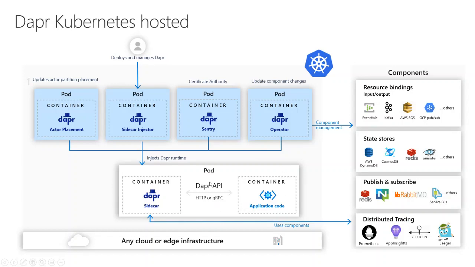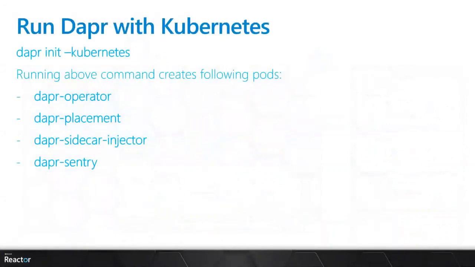Of course, when you containerize and deploy your containers to Kubernetes, you have to specify some configuration, and I'll be showing you that shortly. We already discussed this. So this is the command you have to run to initialize Dapr: dapr init --kubernetes, and then it creates these 4 pods on your Kubernetes cluster.